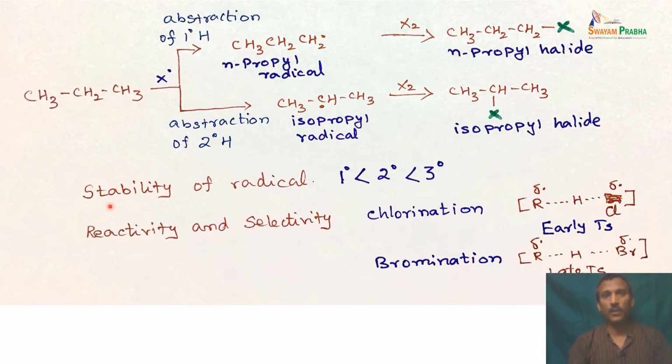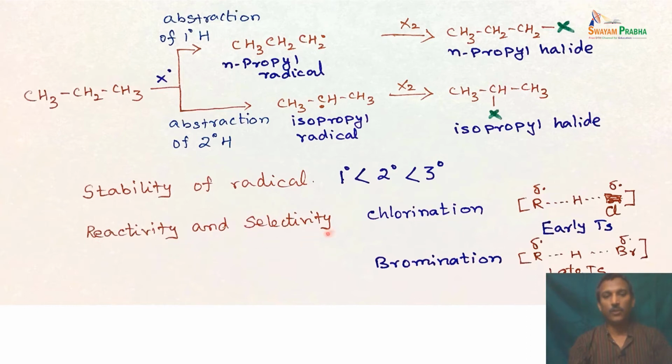And if we look at the stability of the radicals, primary is less stable compared to secondary, which is less stable compared to tertiary. In other words, tertiary alkyl radicals are more stable compared to primary alkyl radicals. So based on that, we can actually predict how the reaction will proceed.